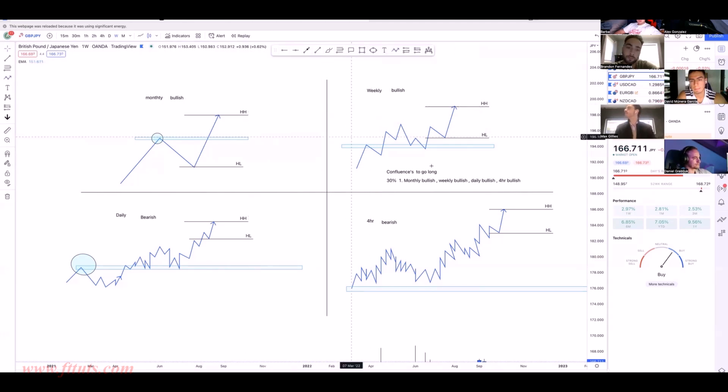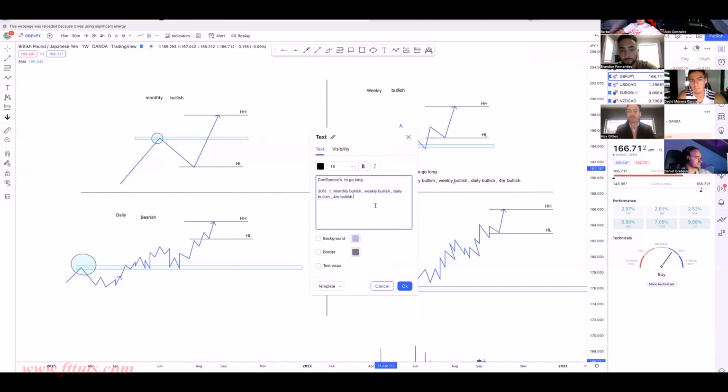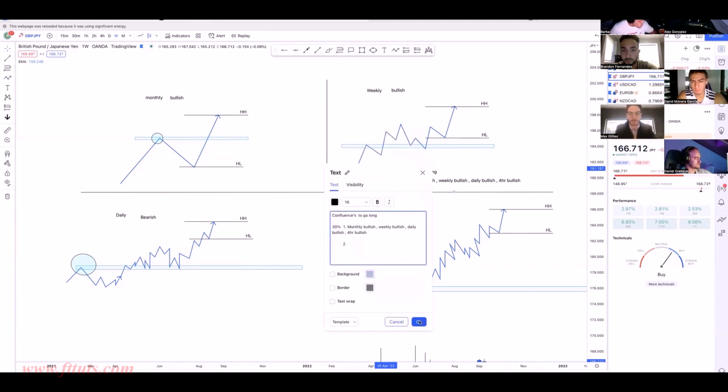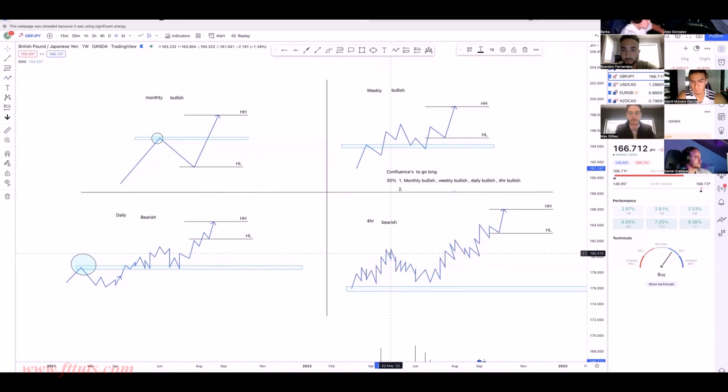Because on our trading plan, rule number 2 that we would write down here is: where are we buying or where are we selling? Are we buying at a weekly support or are we selling at a weekly support? Are we buying at a monthly support? Or are we selling at a weekly resistance?